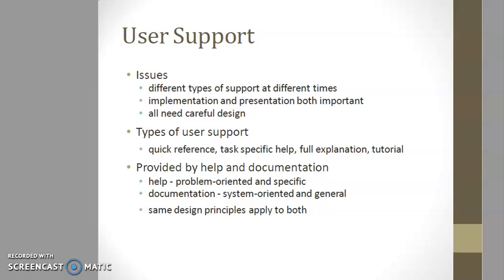A more helpful approach is to assume that the user will require assistance at various times and design this help into the system. The type of assistance users require varies and is dependent on many factors: their familiarity with the system, the job they are trying to do, and so on. There are 4 main types of assistance that users require.